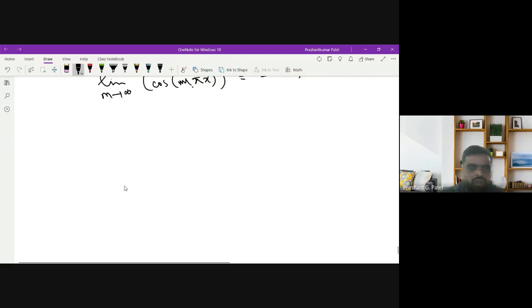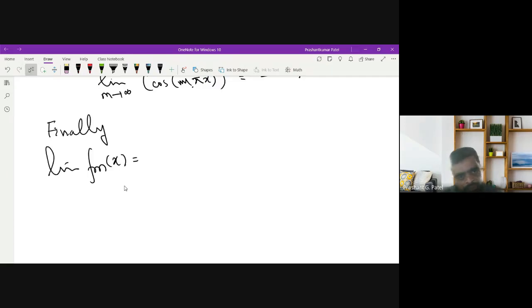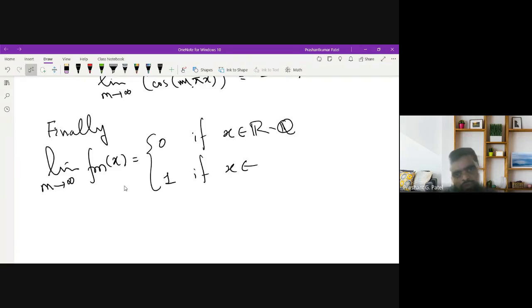So finally what we can write is f(x), the limit as m tends to infinity of f_m(x), is 0 if x belongs to R minus Q, and it is 1 if x belongs to Q. This is a very well known function, and I am giving you this as homework, or you probably already did it in your analysis 2 class, that this function will not be Riemann integrable because it is discontinuous at every point. This is the limit of the function.